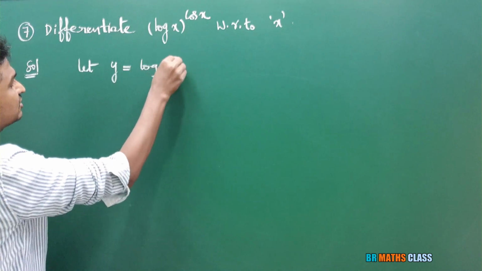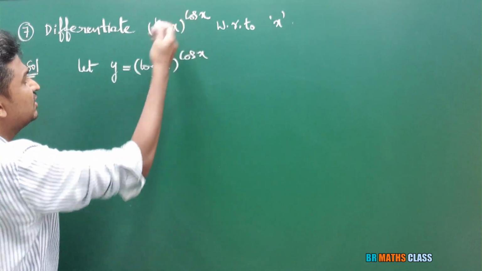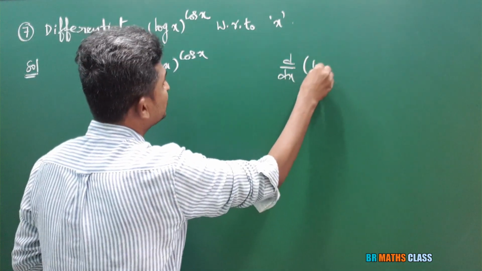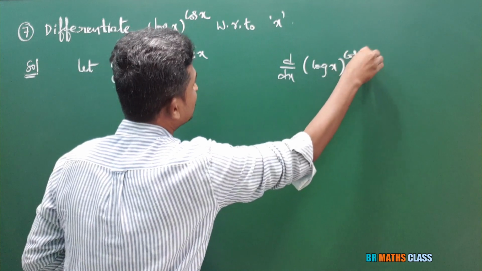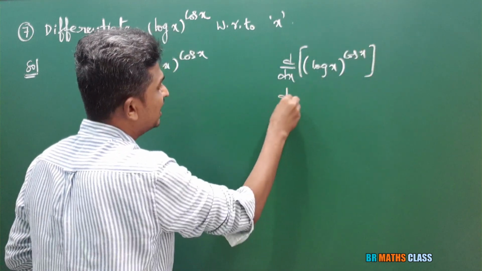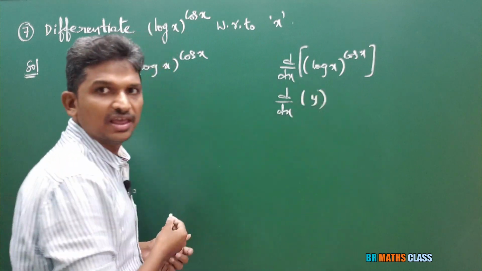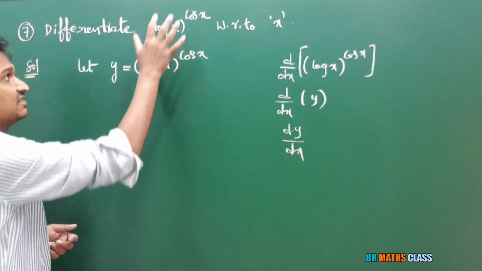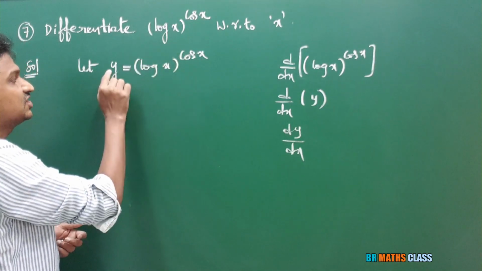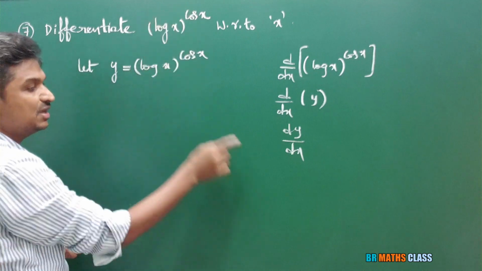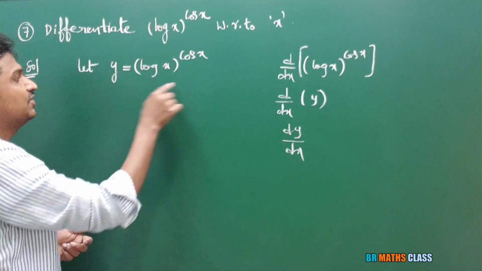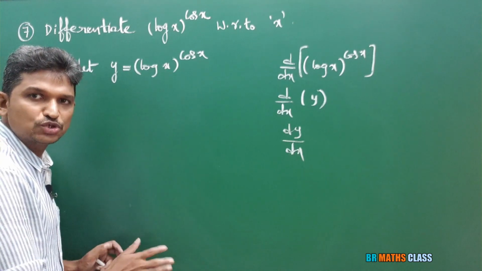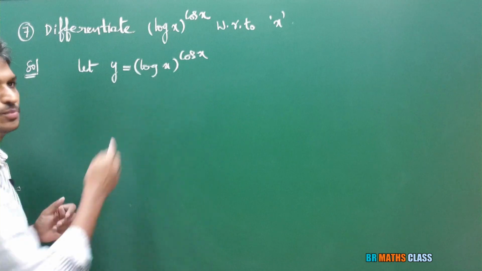So first, to calculate the derivative of this function, I'll take the given function as y equal to log x power cos x. They are asking to differentiate log x power cos x. As I have taken this expression as y, I need to calculate dy by dx. Differentiation of this is nothing but dy by dx. So I have taken the given function as y, where do I need to stop? By the time I get dy by dx, there I need to stop. You observe here, y is log x power cos x.